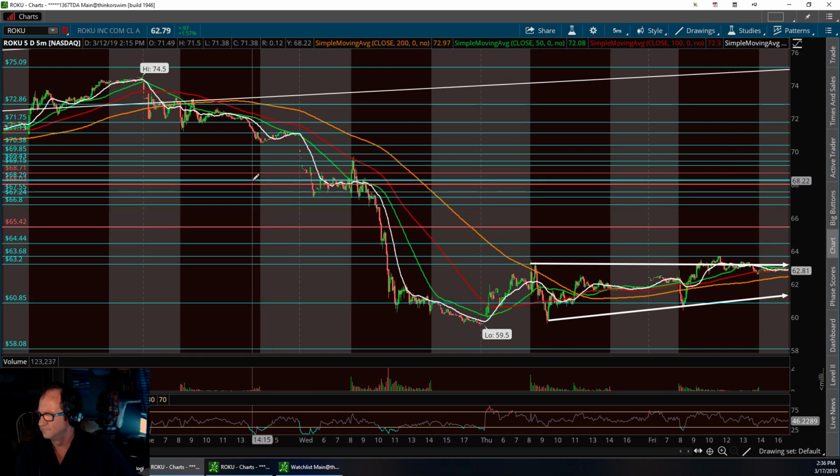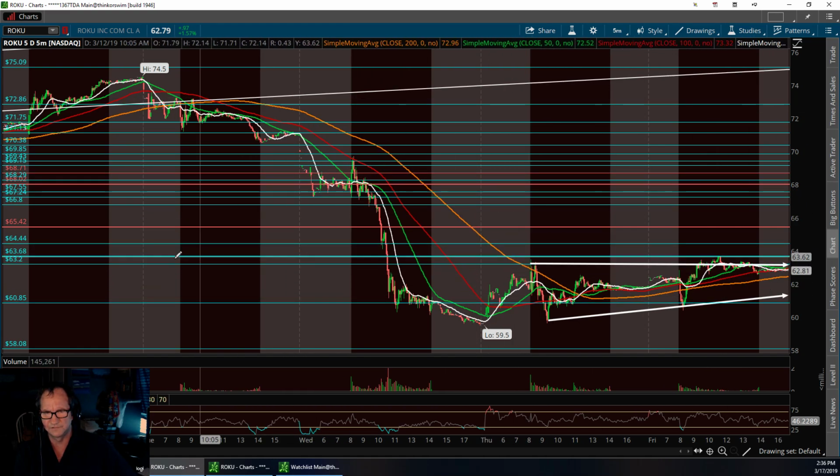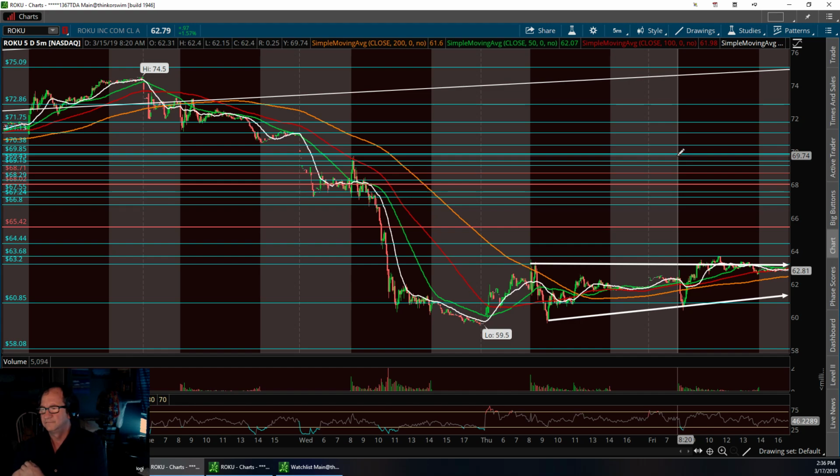And feel free to pause this videotape if you like and draw these supports and resistance lines out. The room did call this very well when it was down here on a breakout. Congratulations. And OMID's a pumper play.